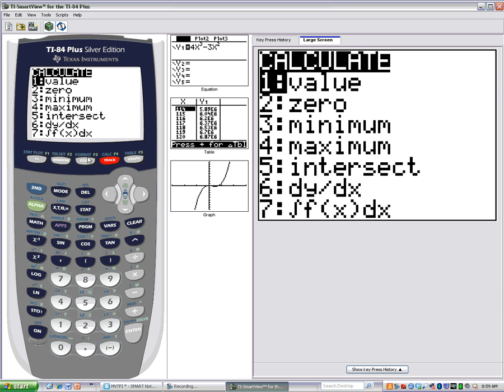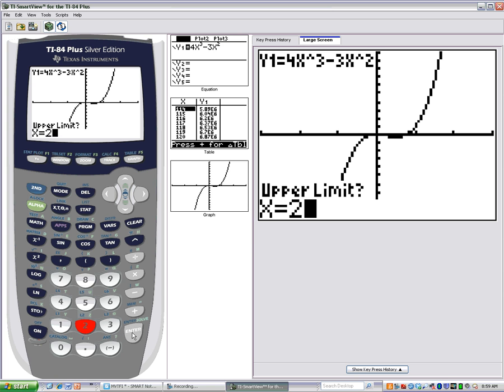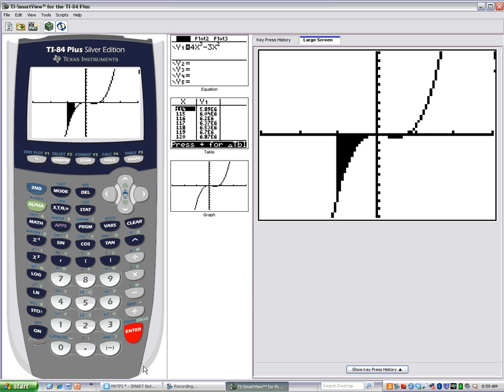So down here at number 7, there's a little thing that looks like the integration sign. Why does it look like the integration sign? Because it is. I hit enter, which brings me back to my graph. My lower limit is negative 1. My upper limit is positive 2. And behold, it shades it in. So the integral, the area under the curve, is positive area up here, negative down there, so we come up with a number. The integral is 6.